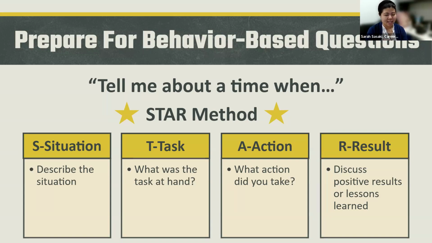T, task. What's the task at hand? What are you trying to do? Again, is there an issue here? Action: what action did you take? Again, I think this is a really important area because they want to see how you responded to that. What decision did you choose to make here? And then result: discuss positive results or lessons learned from the situation.